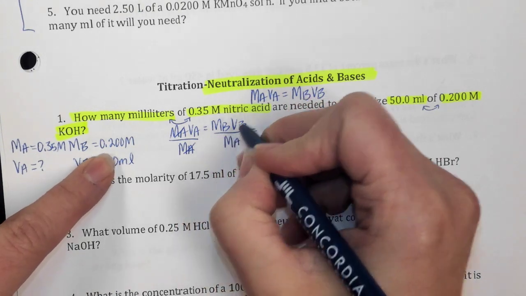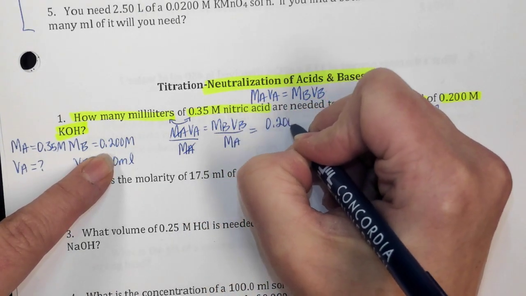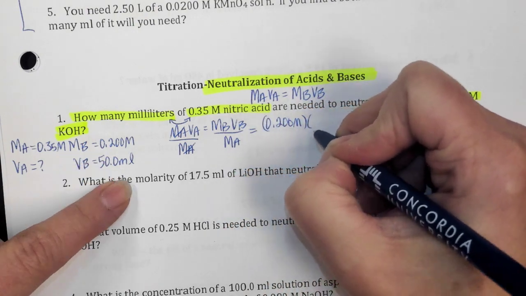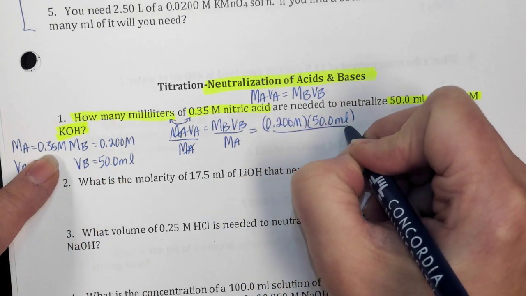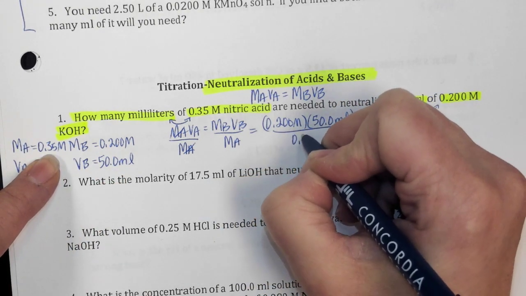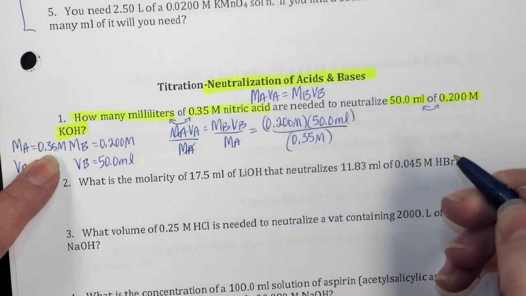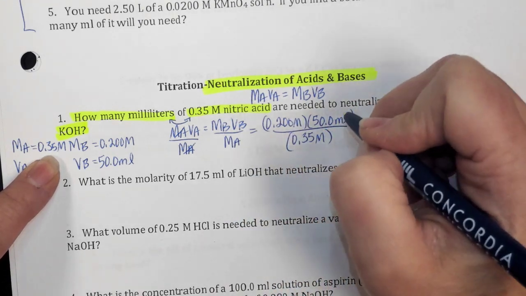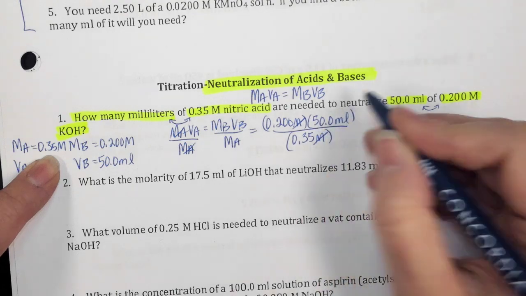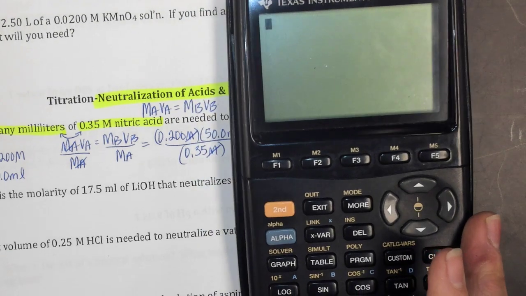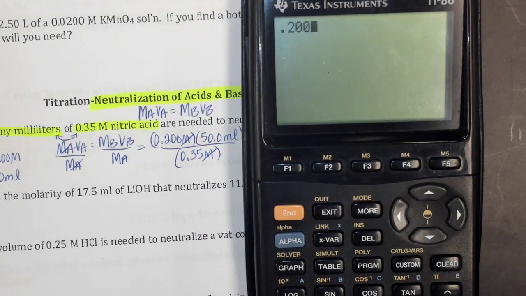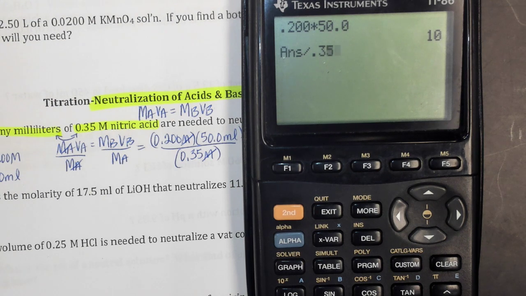So let's plug our numbers in. 0.200 molar times the volume of base, 50.0 milliliters, divided by the molarity of the acid, 0.35 molar. Yes, label, no naked numbers. Molarity cancels, leaving me with milliliters remaining. Okay, grab your calculator. 0.200 times 50.0 equals, divided by 0.35 equals, let's look.